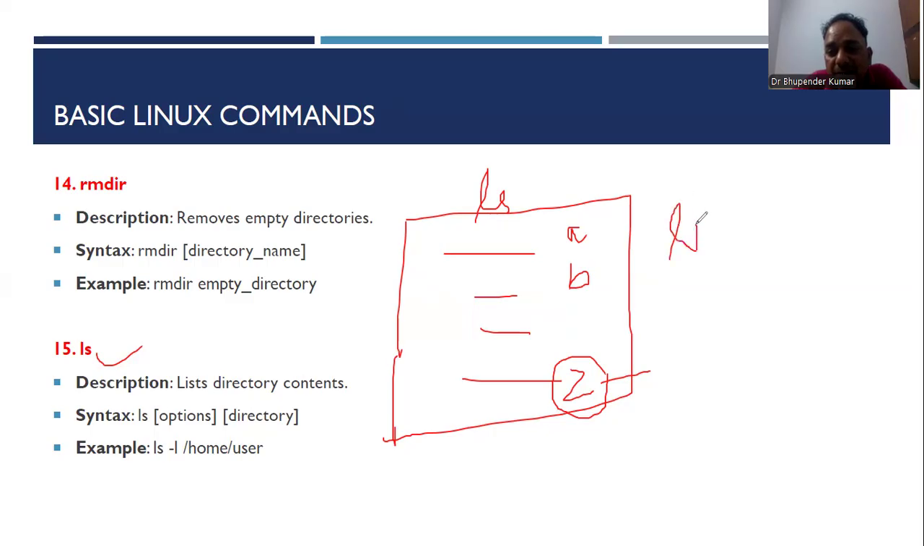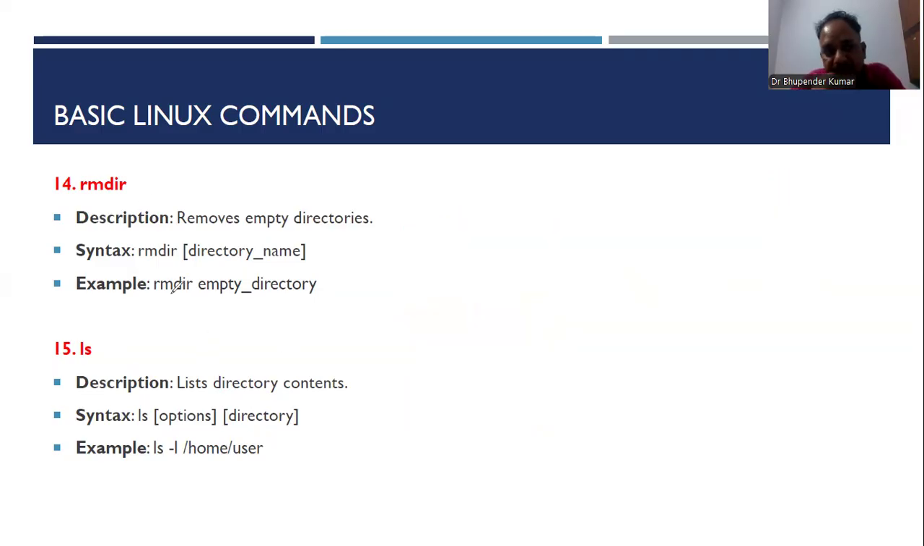So ls hyphen l for long listing, t for time, and yes, this will sort this listing according to time. And if I want to sort this listing in reverse order, yes, ltr, that is the command. So these commands will be very handy for you. So I hope that is clear.